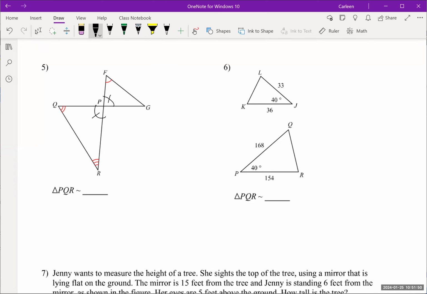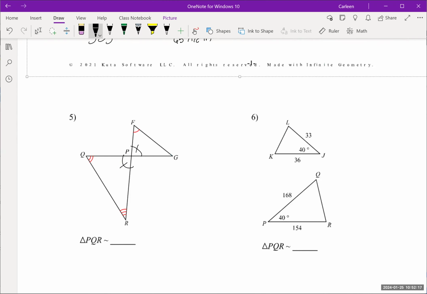Okay, so FPG is congruent to QPR. What else is congruent? If it says angle, sometimes you don't need work. Sometimes you're going to use the number 6. I'll show you an example of when you might need work. Okay, so we have one pair of congruent angles.